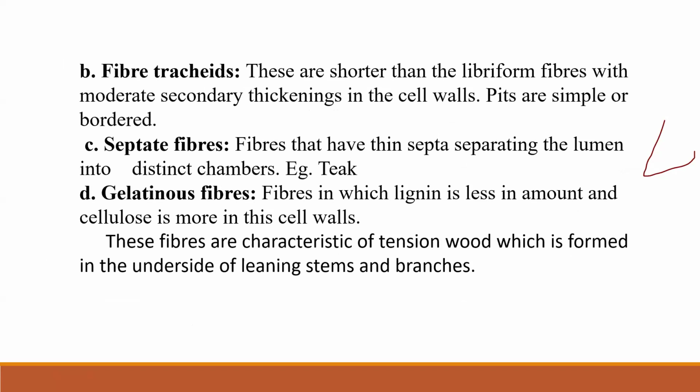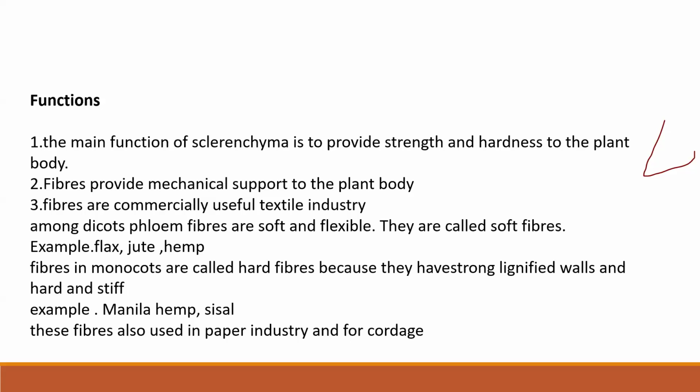Next one is the gelatinous fibers, in which less amount of lignin and more amount of cellulose is present. They give the characteristic of the tension wood, and they are mainly present at the underside of the leaning stems and branches. The main function is they give strength and hardness to the plant body, and mechanical support, and these fibers are mainly useful in the textile industry. Okay, so this is about the simple permanent tissues.